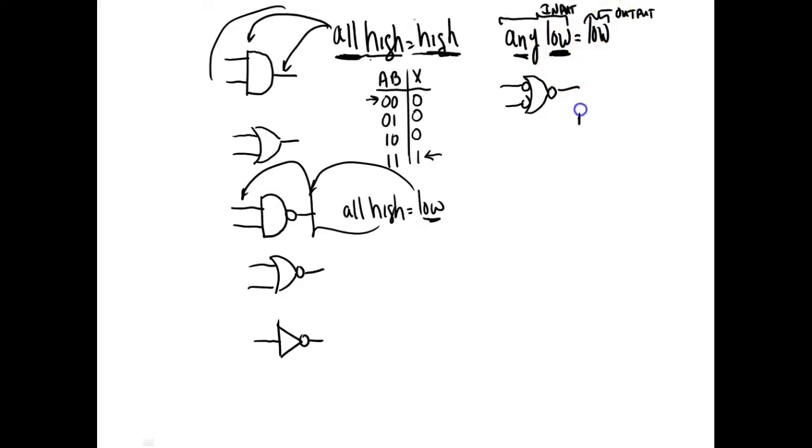Okay, so let's do a truth table for this gate: A, B, X. Is this any low? Yes. Is this any low? Yes. Is this any low? Yes. Is this any low? No. So what do you notice? It's exactly the same thing. So we can say two different things about an AND gate. We can say all highs equal a high, or any low equals a low.